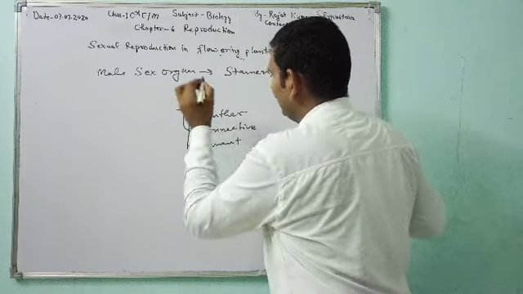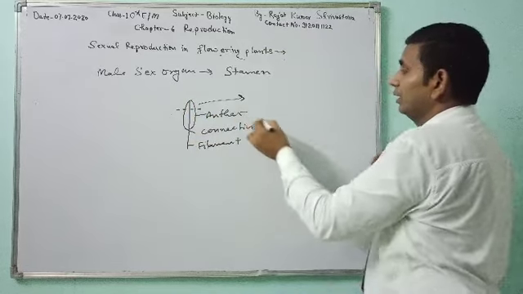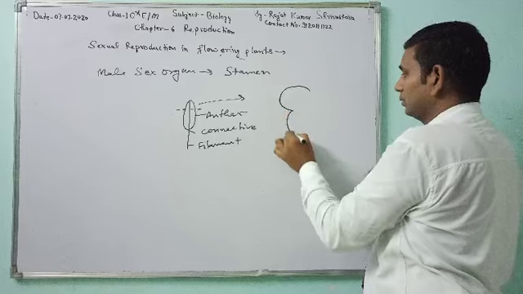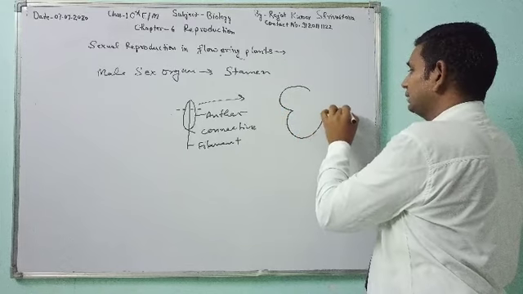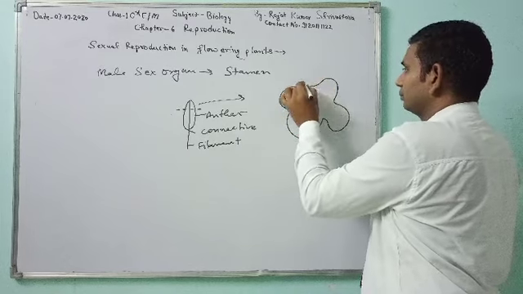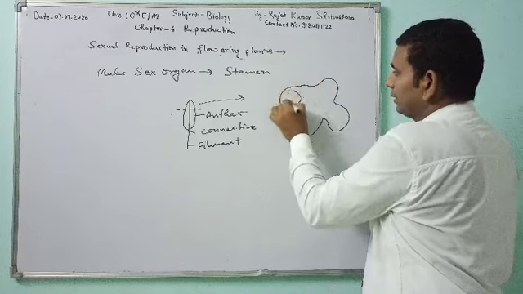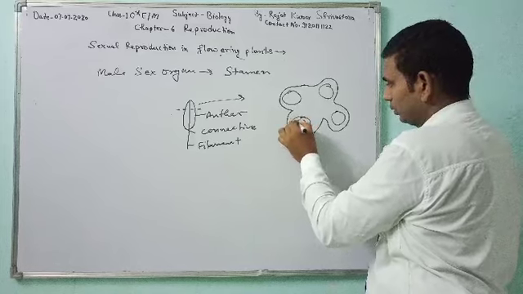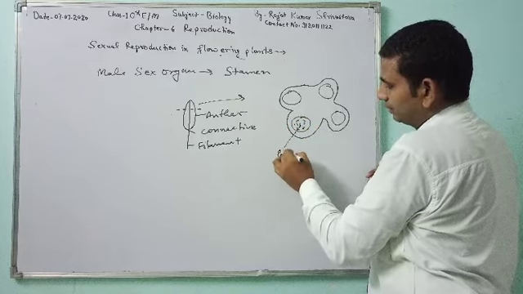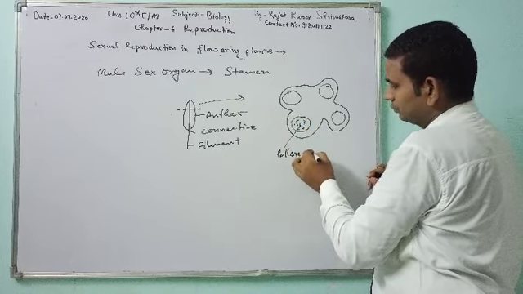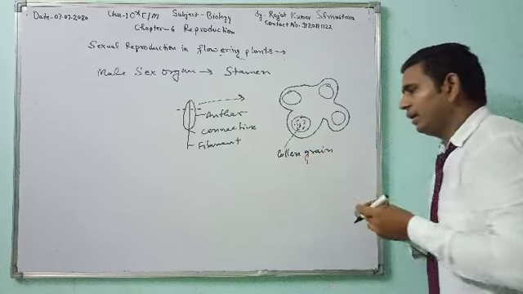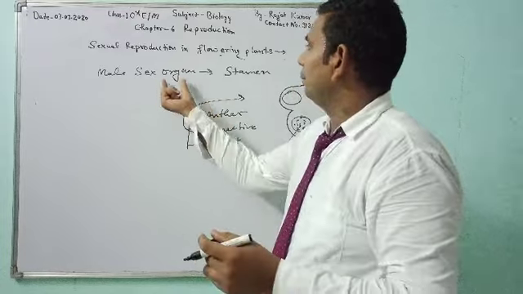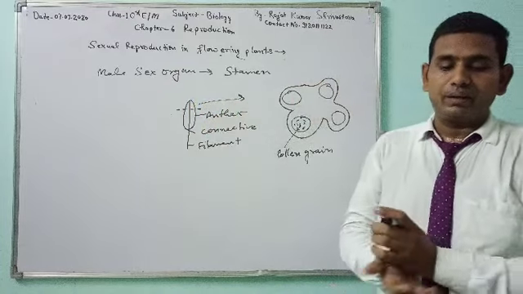When we cut the TS of anther, it has this type of structure. It consists of pollen grain, and pollen grain is the male gamete of the male reproductive organ.